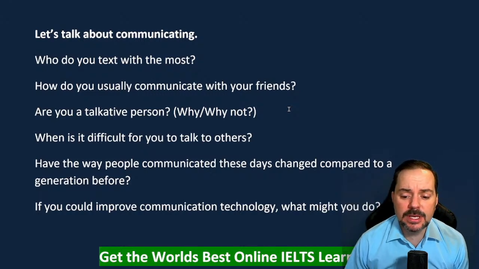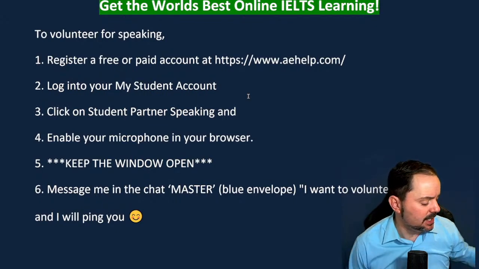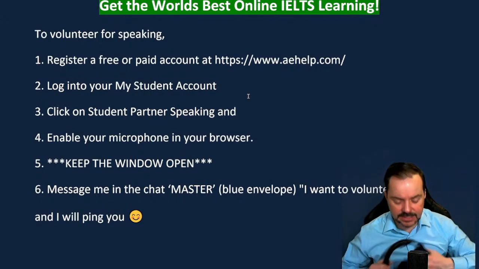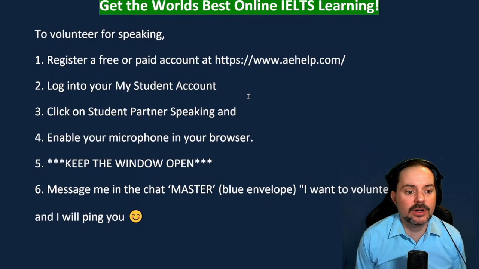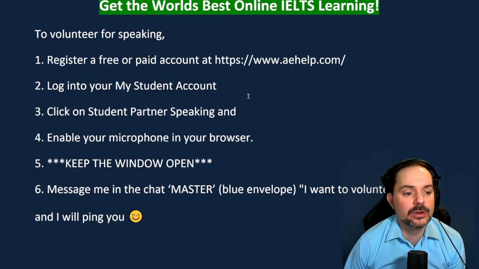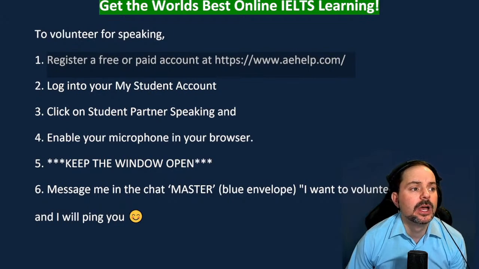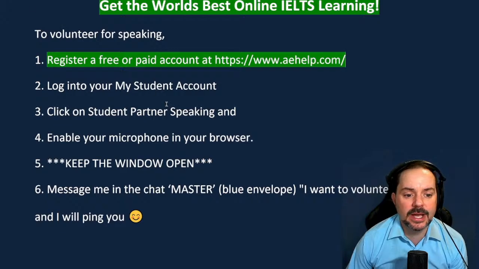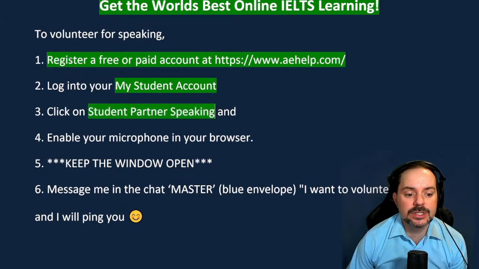Now, let's do these speaking questions together. So I am going to call some volunteers today, as we usually do in these speaking classes. And hopefully we'll get some volunteers to answer some of these part 1 questions. So to volunteer, everybody, what you need to do is register a free or a paid account at aehelp.com. That's the website we're going to use for now. Then log into your My Student account and click on Student Partner Speaking. These are the steps here.